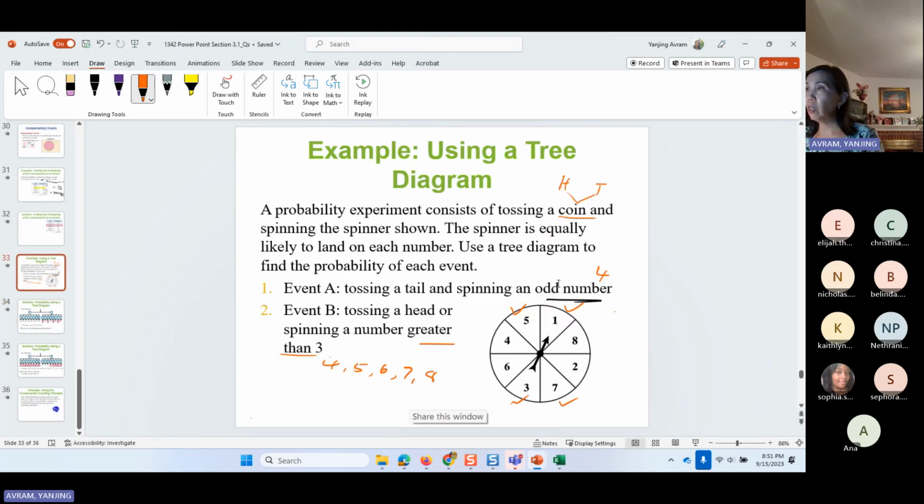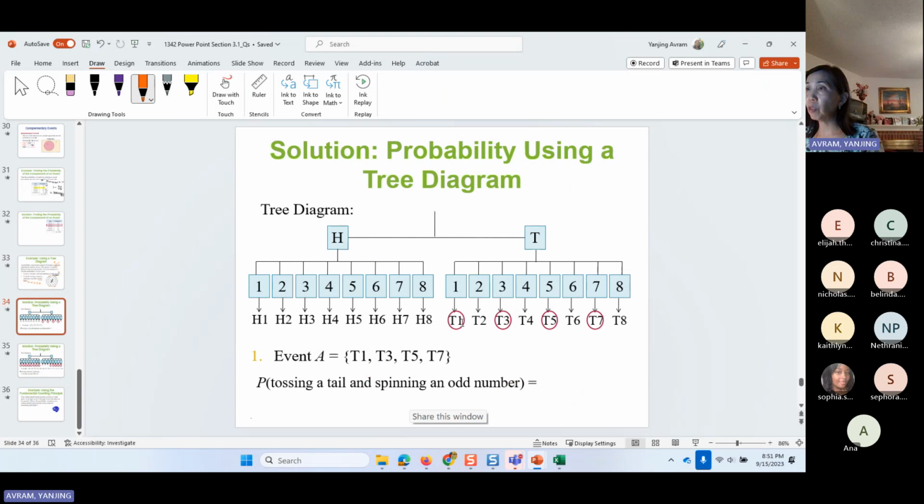And then we want a tail. The first one is a tail and an odd number, so we have T1, T3, T5, T7. That is event A, with 4 outcomes. So that is 4 divided by the total. What is my total? The first is 2 outcomes, the second is 8 outcomes, so my total is 16. In order to find the probability, I have to find the total. Simplifying, this is 1 out of 4, or 0.25.